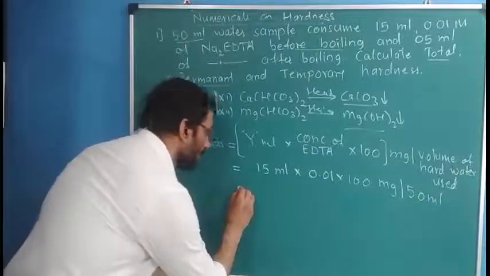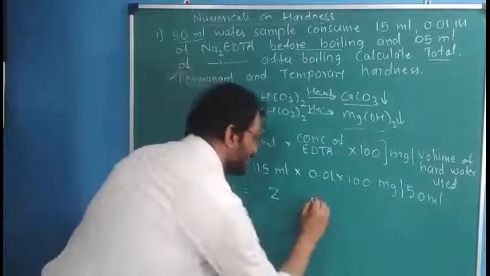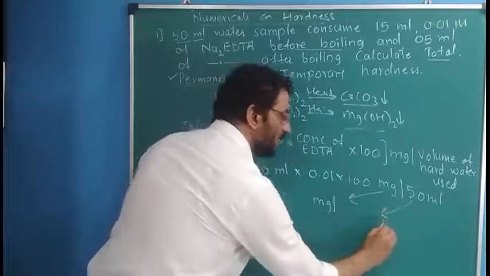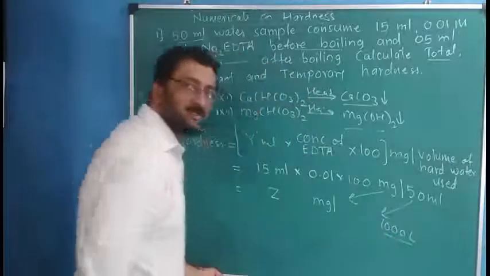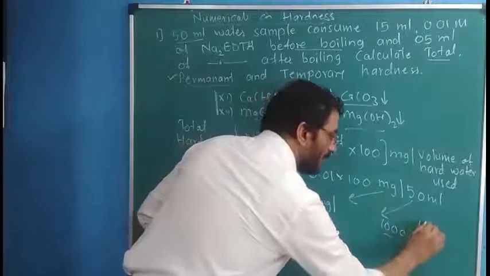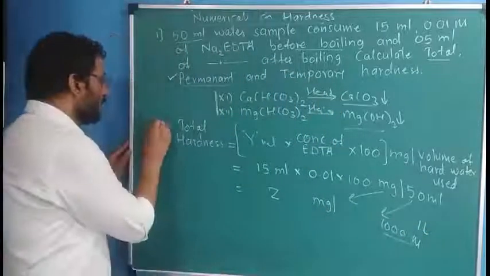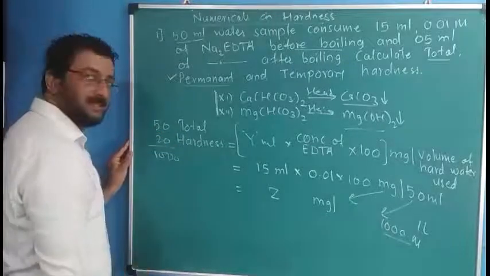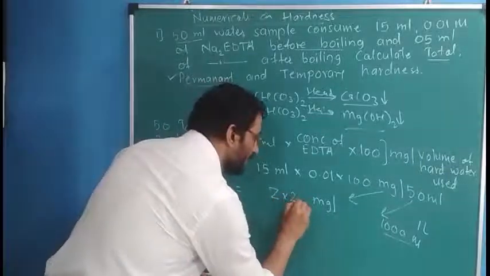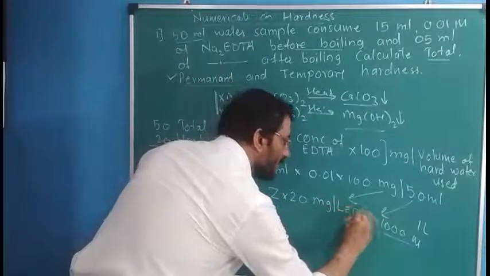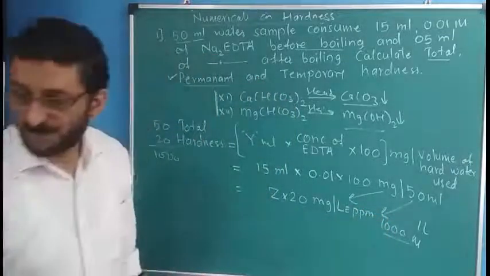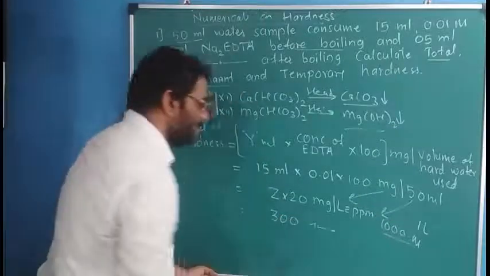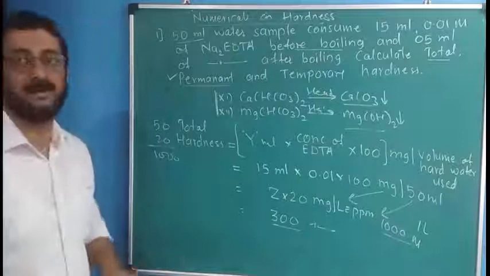So per 50 ml. Suppose this answer is Z, Z milligram per 50 ml. Keep milligram as it is and convert this 50 ml to 1000 ml, that is 1 liter. So convert 50 to 1000 by multiplying the answer by 20. Z into 20 will give the answer in milligrams per liter, that is parts per million. My total hardness comes to 300 ppm. You can easily find that. First answer is 300 ppm.